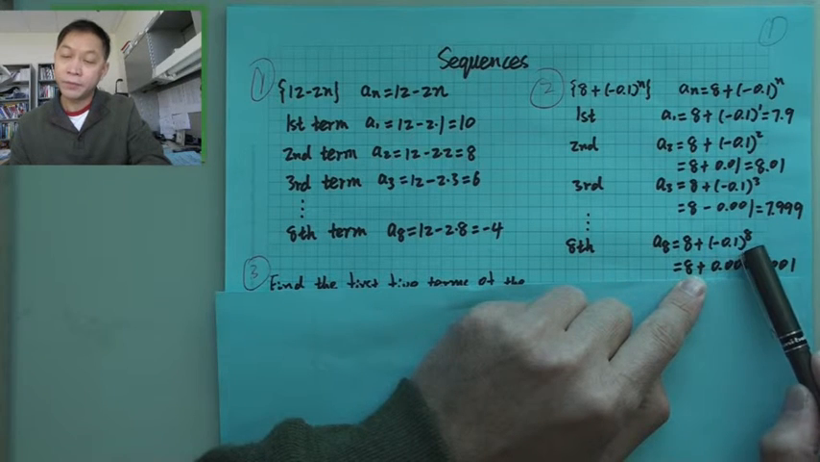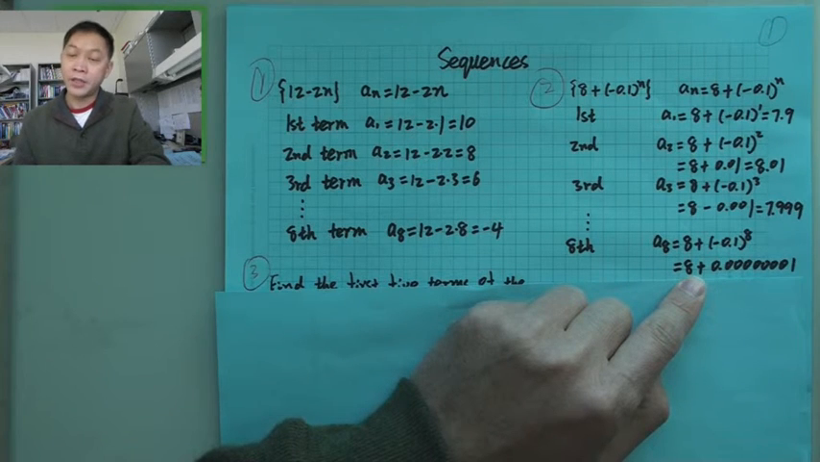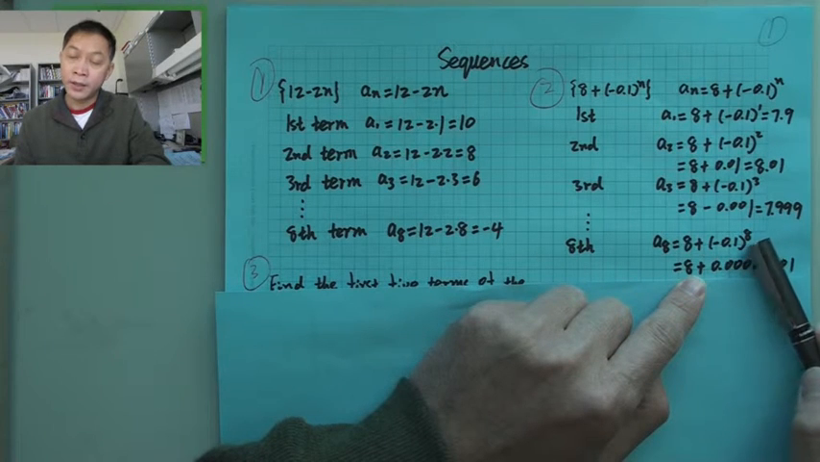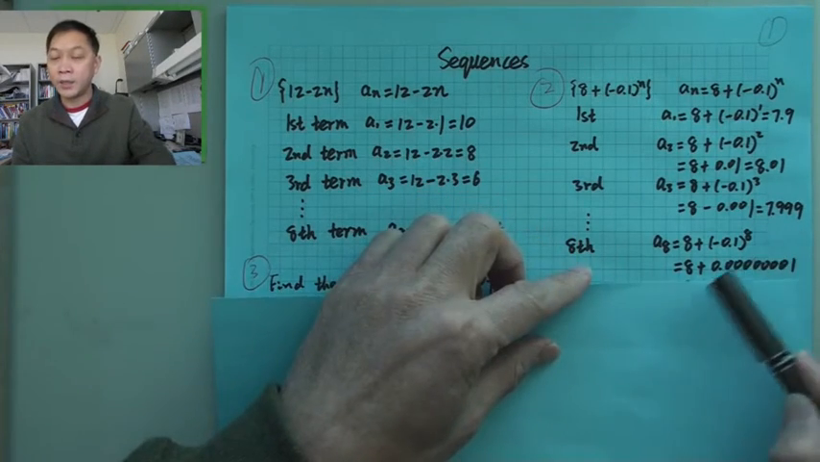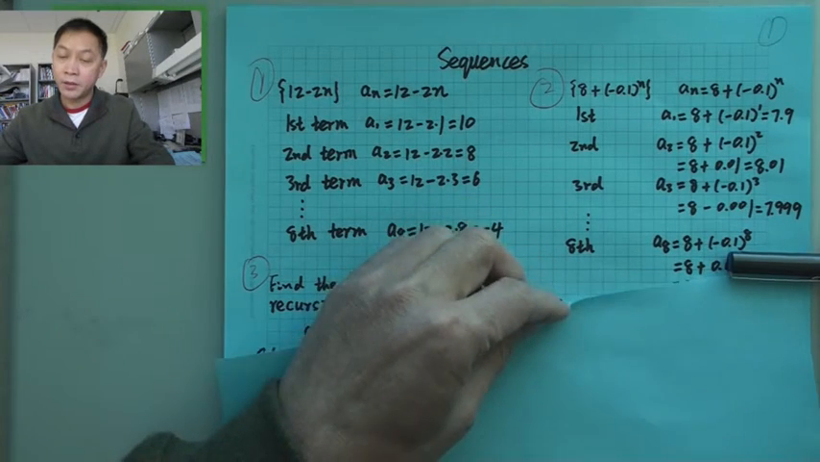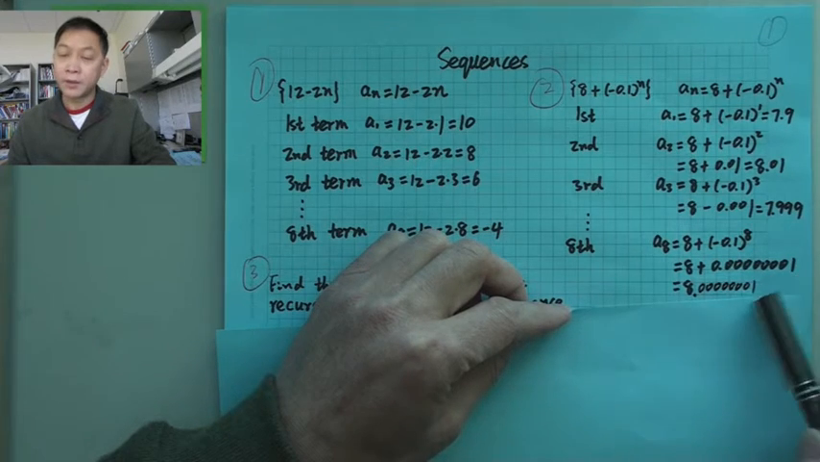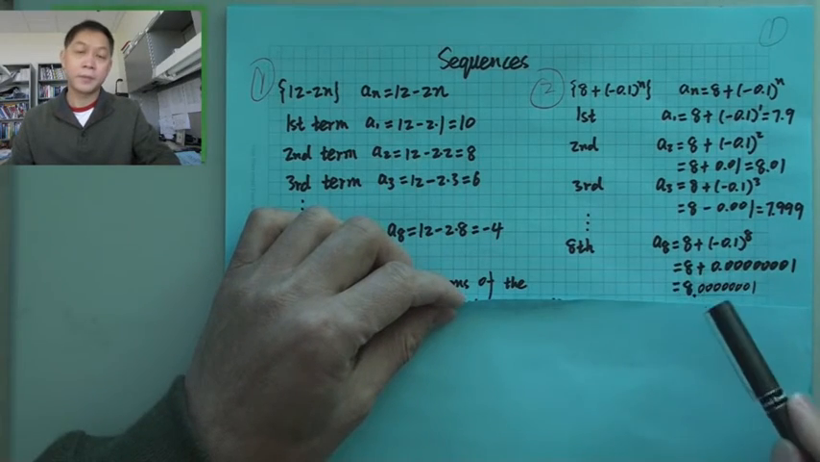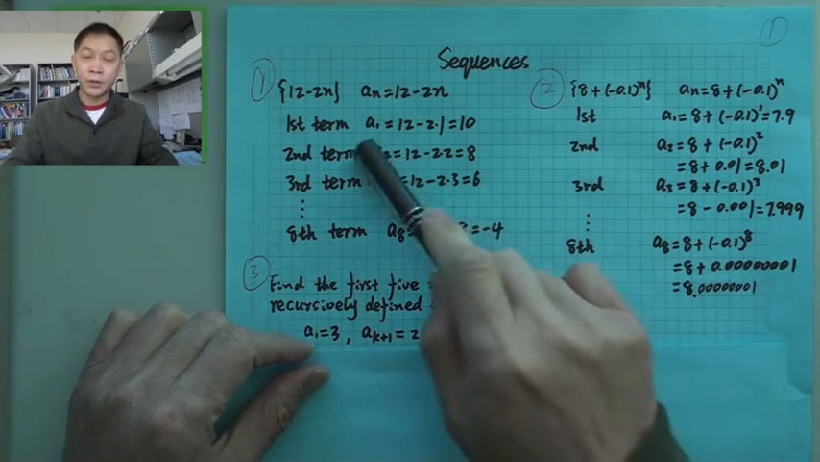And here is negative 0.1 to the 8th. 8 is an even number, so you will have a positive. Okay, and then 8 plus the 0 before the decimal point, you got 8, and then the rest of them, there are 7 zeros, and then 1. Okay, so that's the 8th term. Now, these are 2 examples.